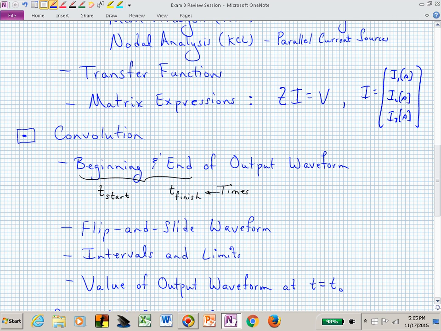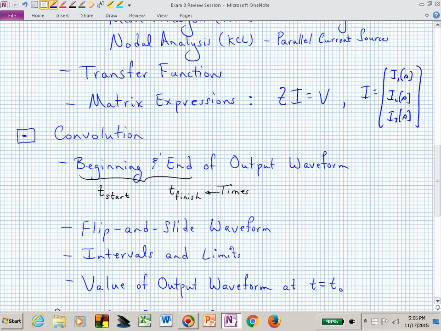It's when is y of t going to be non-zero given the input waveform and the impulse response, or the h of t waveform that you are convolving. Is that when there is overlap? So that would be when I'm asking, when do you have some overlap between h of tau and x of t minus tau, for example? For what values of time t does that happen?